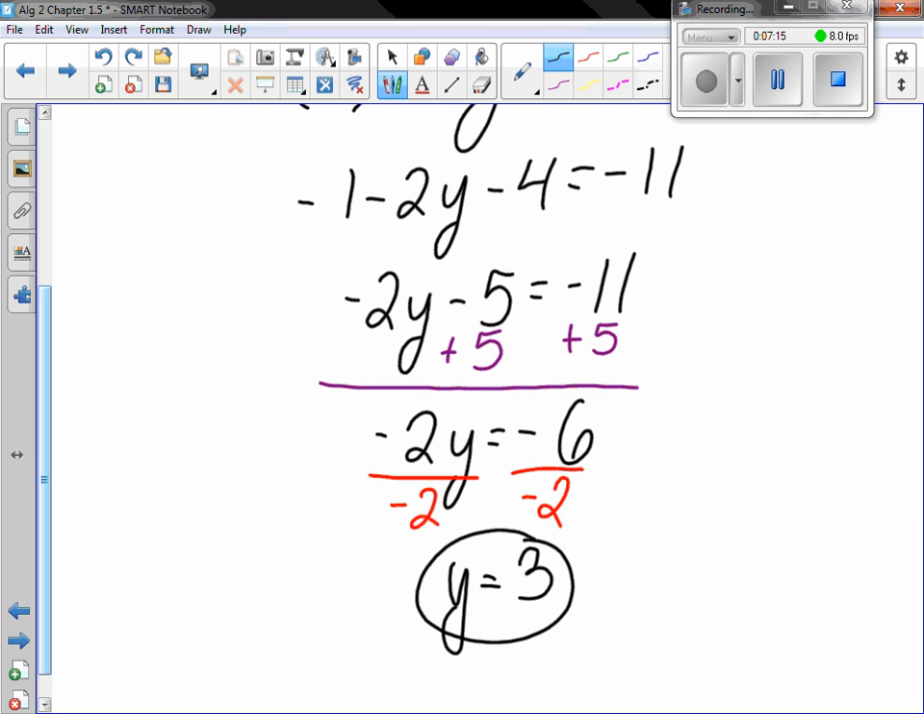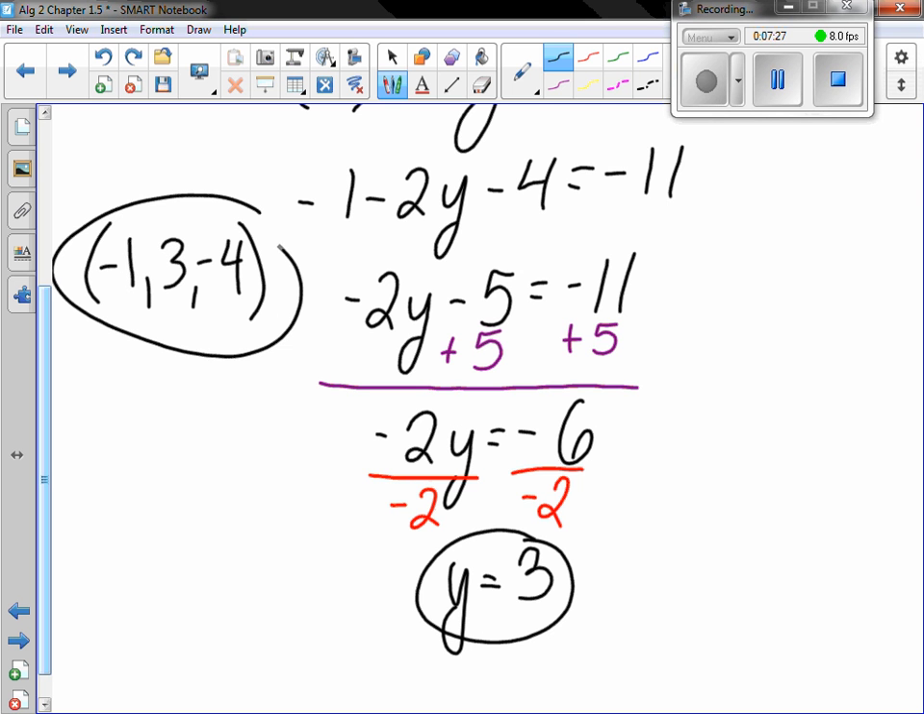Any questions on this here? Any questions on any of this here? So our solution for this here is negative 1, 3, negative 4. Any questions on this here? Are y'all starting to get the hang of this? Yes?